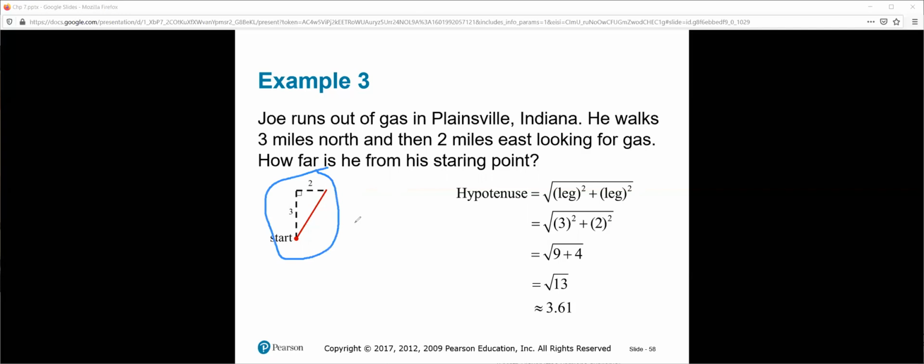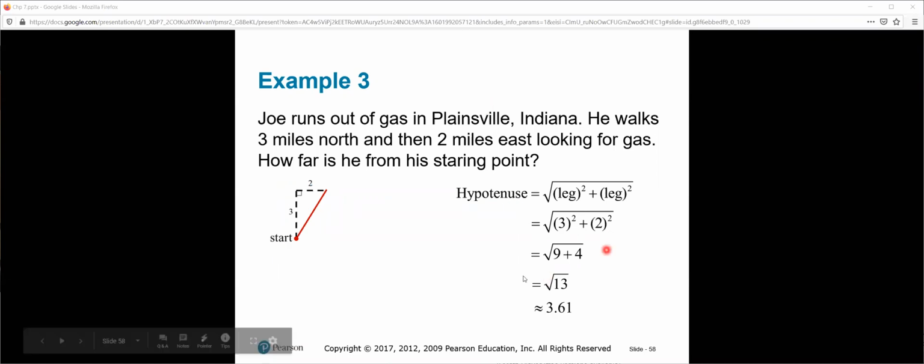We notice when we draw this out, his 3-mile walk north and then his 2-mile walk east kind of looks like a triangle, meaning this red line here is how far he is away from his start. We have a triangle, with the red line being the longest part of that triangle. The red line is the hypotenuse. The legs are going into the equation. Easy peasy lemon squeezy. This is an easy equation to solve for. We can do this math. We have that ability. It's just setting it up that can be the difficult part.